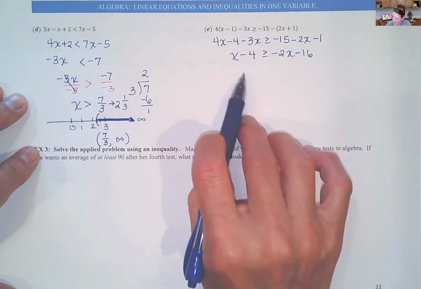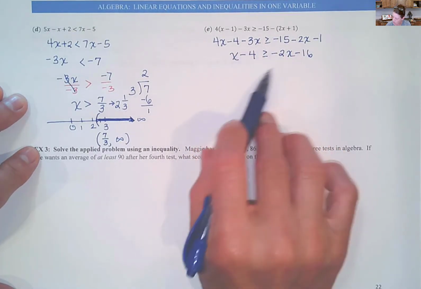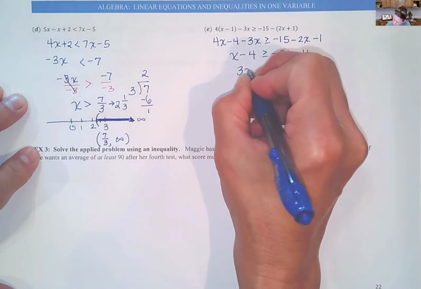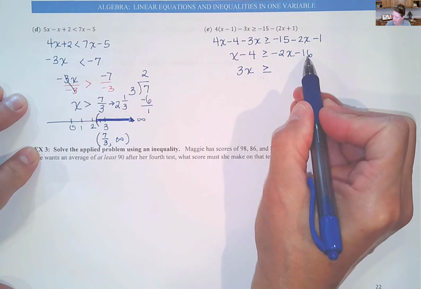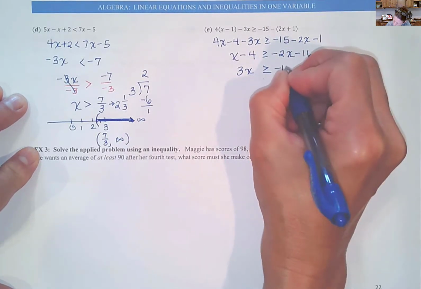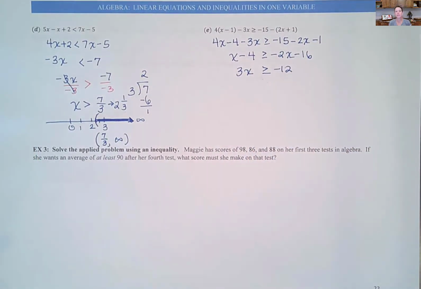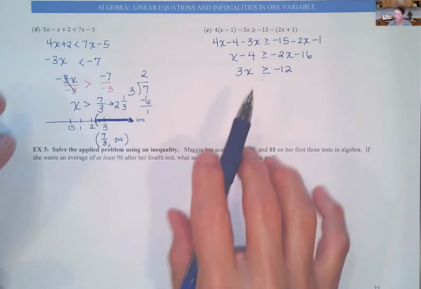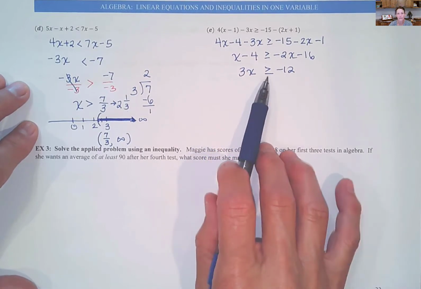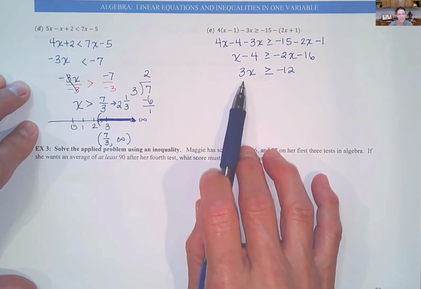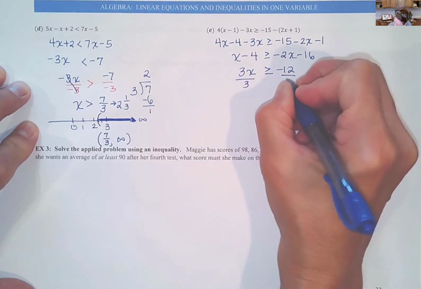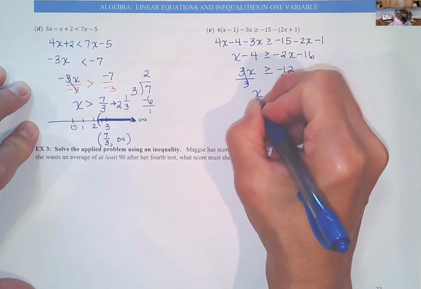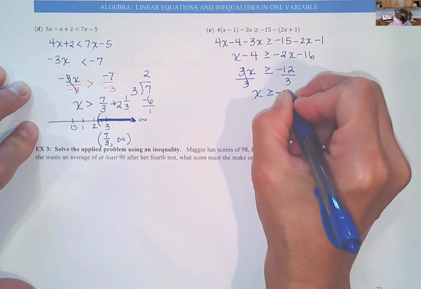Next, I'd like to add 2x. X plus 2x is 3x. And let's add 4 to each side. Negative 16 plus 4 is negative 12. So as we use our addition property of equality, we don't ever have to change a direction. Okay? And we're not going to have to change the direction of our inequality symbol here either, because we're going to divide each side by positive 3. X is greater than or equal to negative 4.